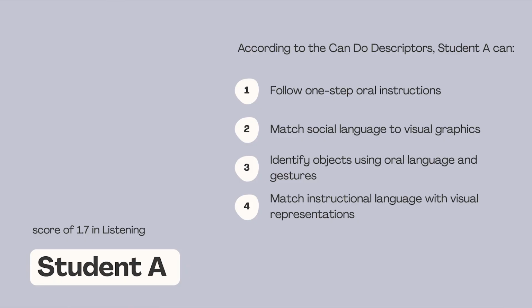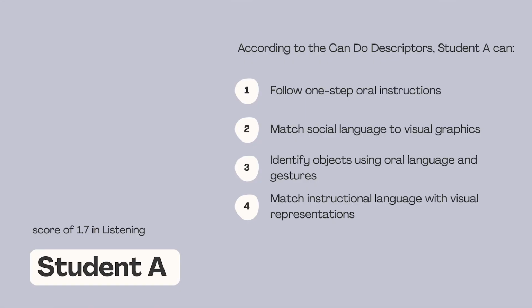Student A received a score of 1.7, meaning their listening abilities in English are relatively low compared to their peers. According to the Can-Do descriptors, Student A can follow one-step oral instructions, match social language to visual graphics, identify objects using oral language and gestures, and match instructional language with visual representations.